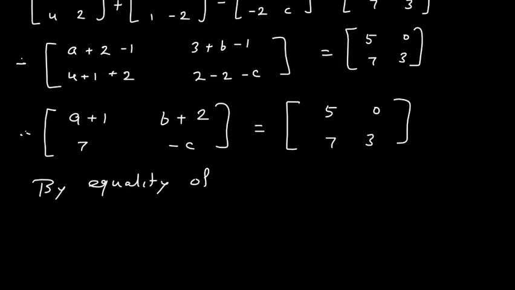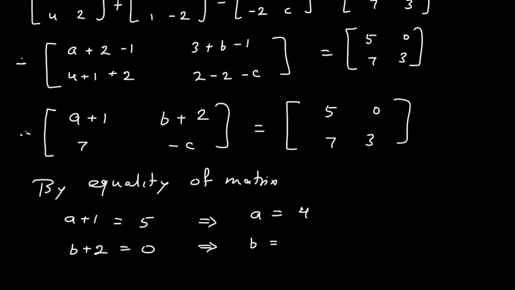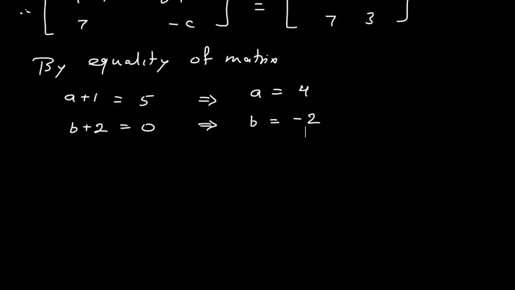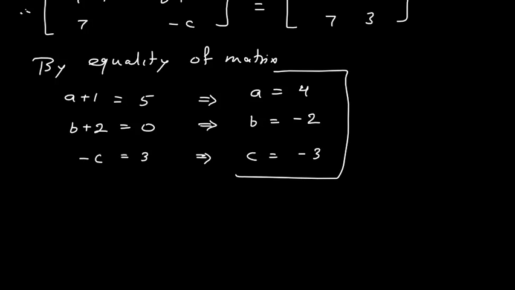Okay, so again by equality of matrix, we have a plus 1 is equal to 5, and from here we get a is equal to 5 minus 1, 4. Then b plus 2 is equal to 0, from here we get b equal to minus 2, and third we have minus c equal to 3, so from here I get c is equal to minus 3. So this is the value of a, b and c, right?